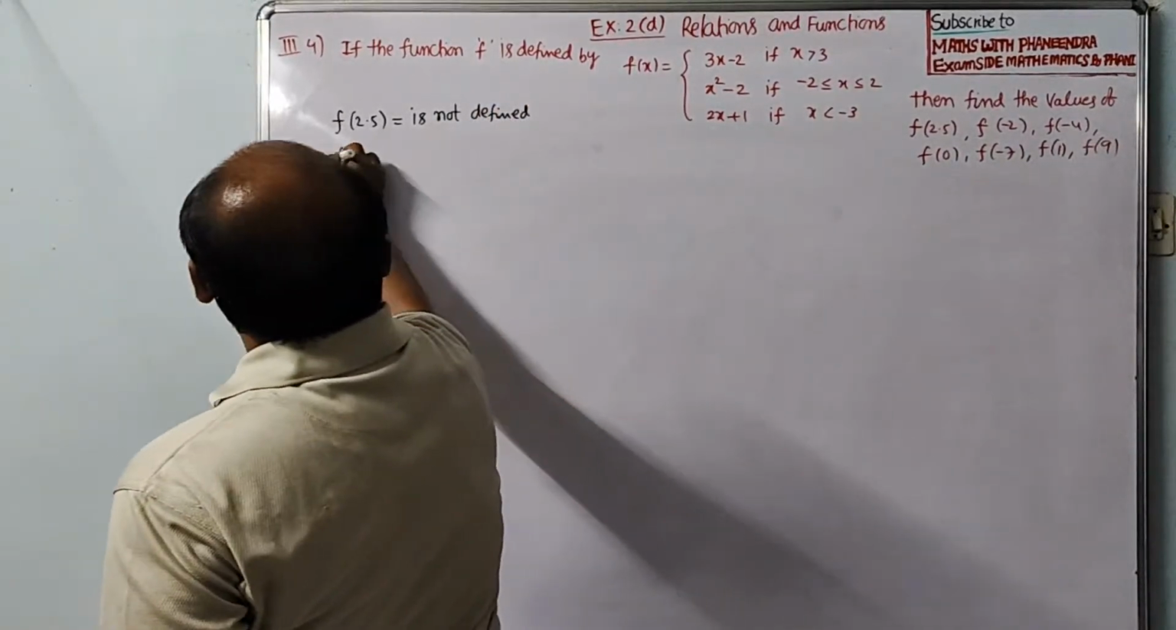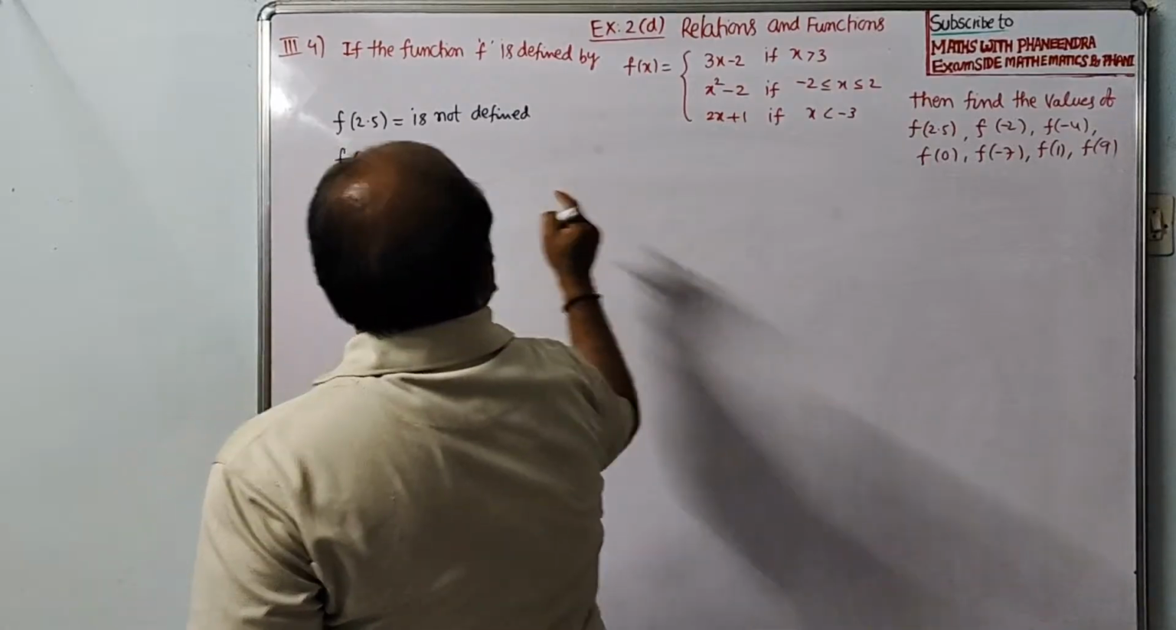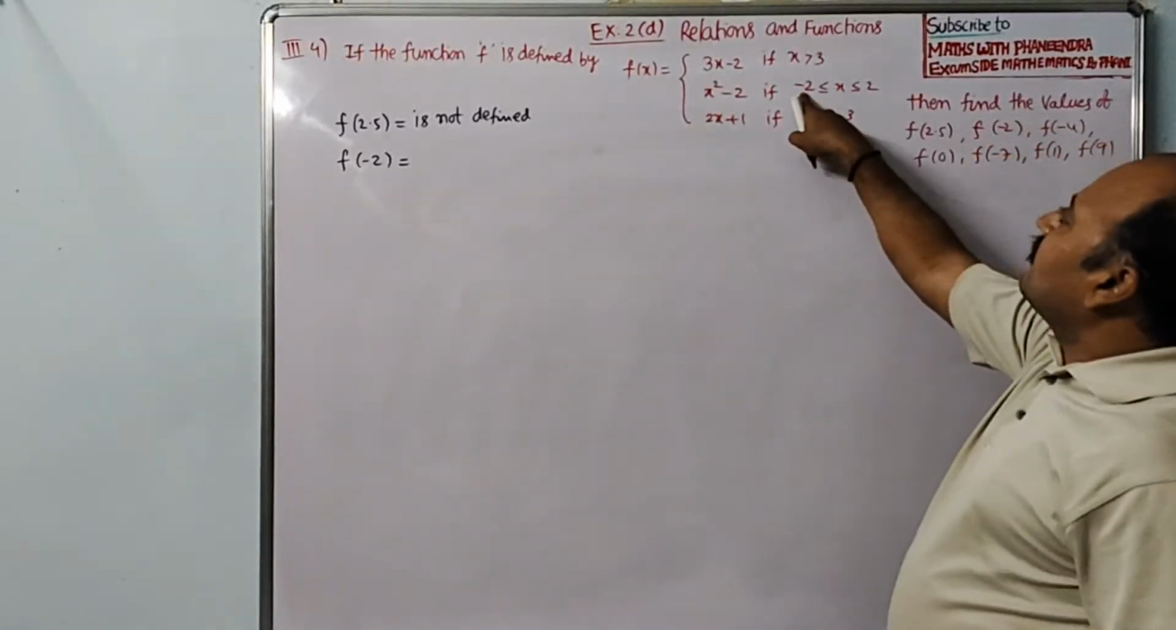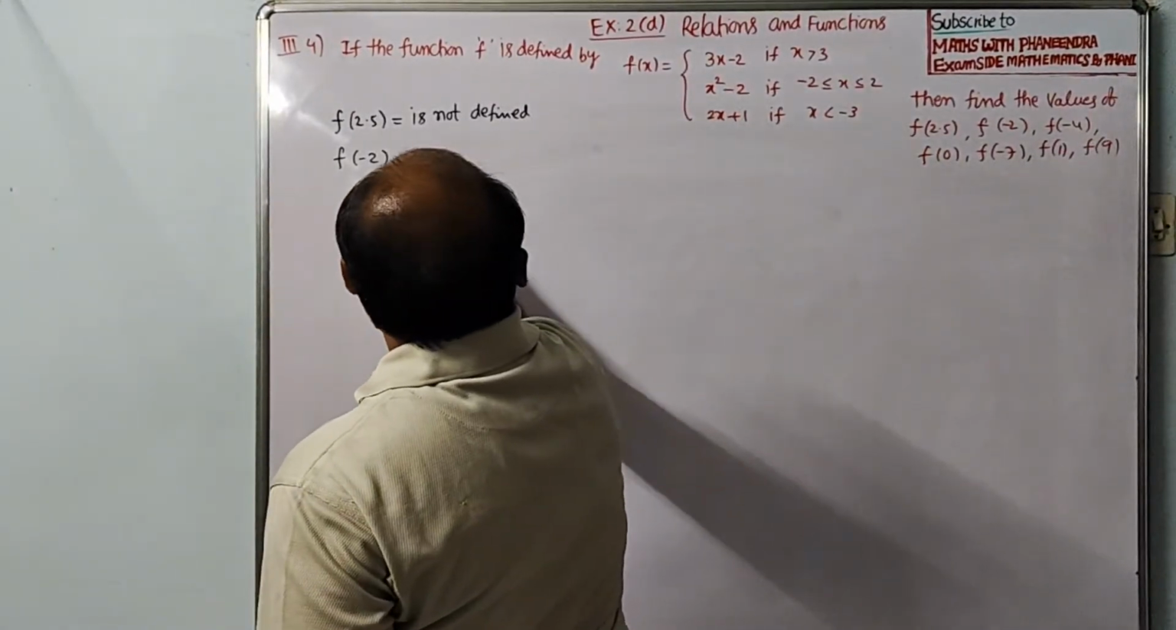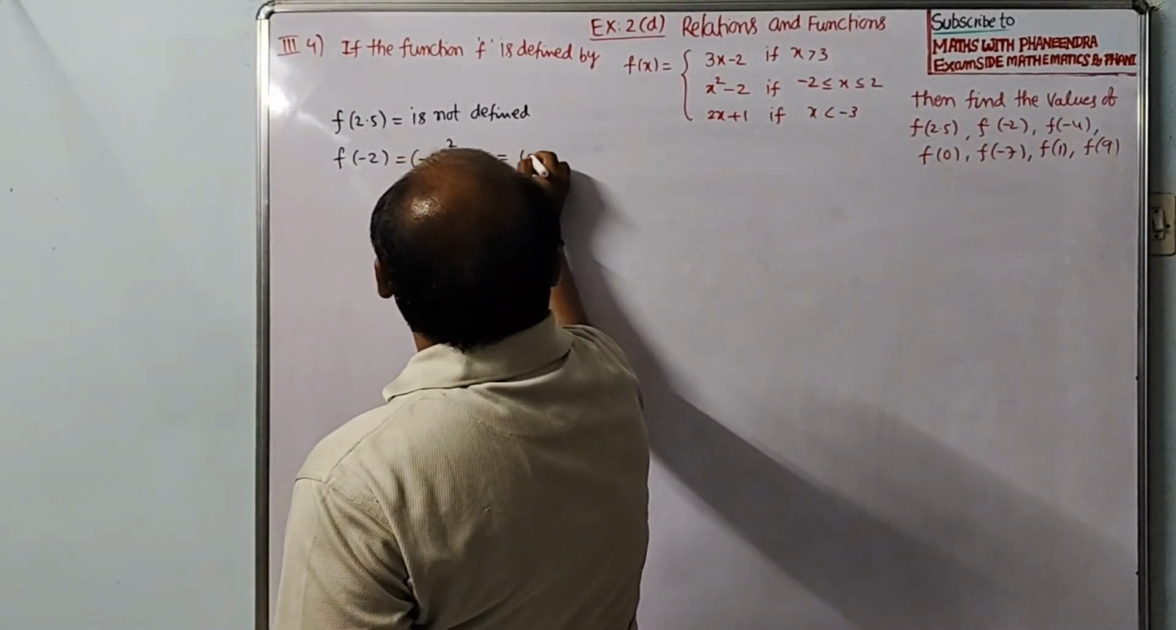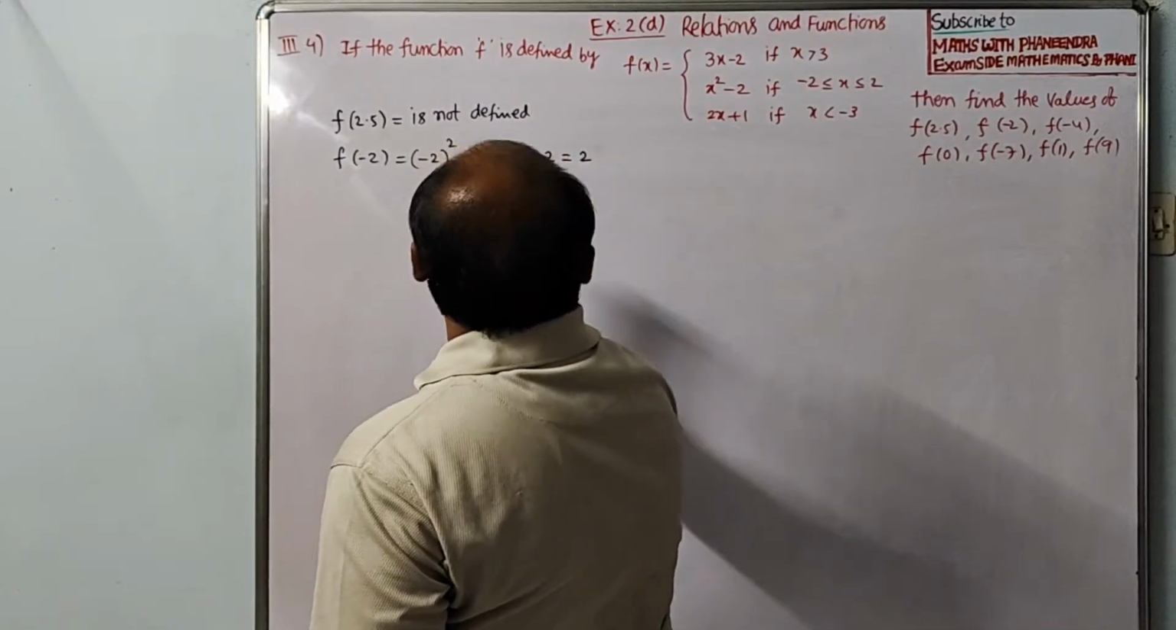F of minus 2. So this is the function. F of minus 2 means minus 2 is equal to x now. So in this you can substitute: minus 2 whole square minus 2, 4 minus 2, which is equal to 2.